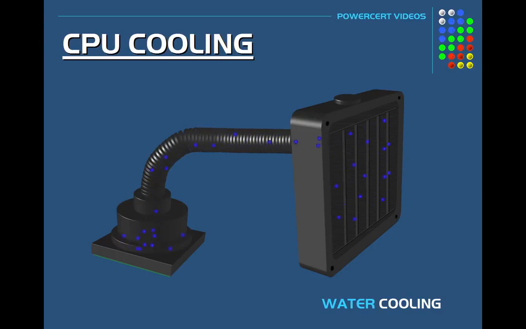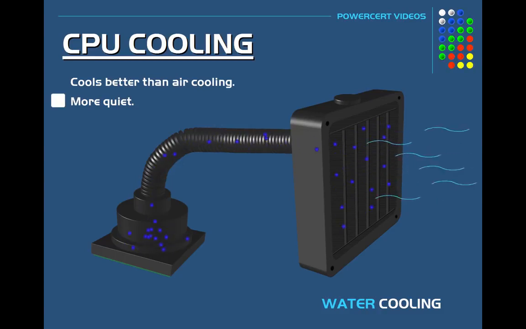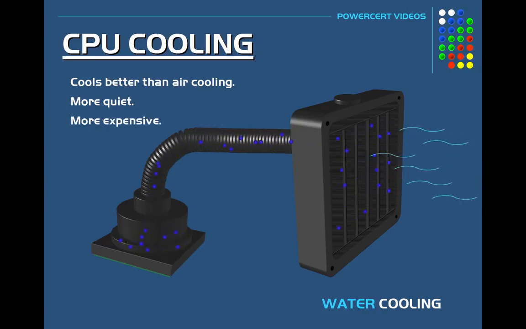Once the water reaches the radiator, the water is air-cooled by a radiator-mounted fan that draws air into the radiator and cools the water. Then the cycle is repeated, so a constant flow of cool water makes contact with the CPU. So as a result, water cooling cools the CPU better than air cooling. They are also more quiet, but at the same time, water coolers are more expensive.